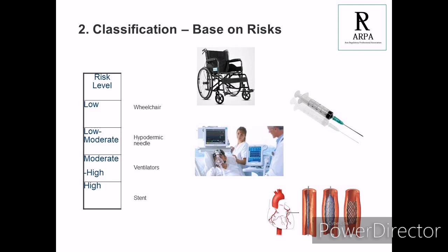Classification is based on the risk to the patient. You can see a product classified as low risk, for example, a wheelchair. A needle for injection is the next level, like low to moderate risk. And then a ventilator, which helps you breathe, is considered moderate to high risk. A stent, which is implanted into your body, is considered high risk.